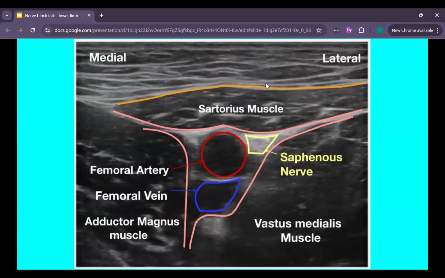So as you can see here, we've got that boat-shaped sartorius muscle, the femoral artery at the 6 o'clock position, and then we've got the femoral vein deep. And then below this sartorius fascia, we've got the saphenous nerve. So our aim is to just get our needle tip below the sartorius muscle, whether we do it laterally or just top of the artery. It's up to whatever the best images are.